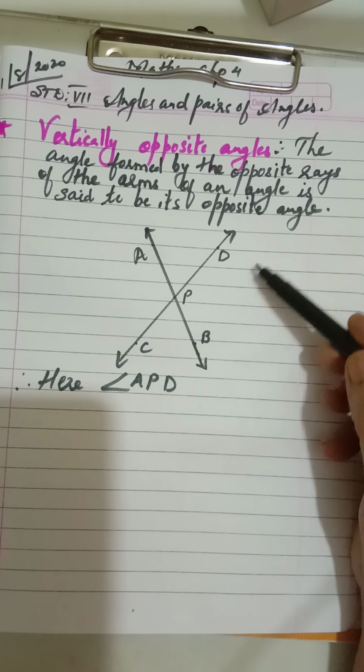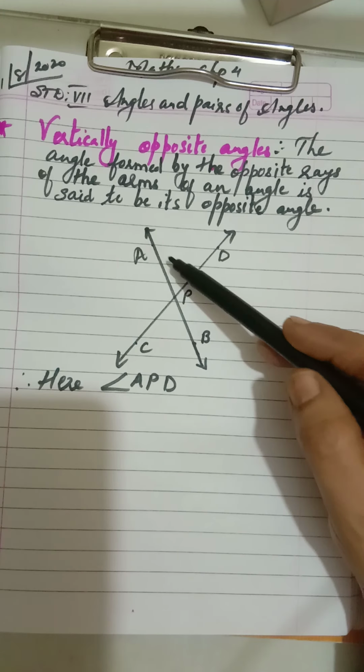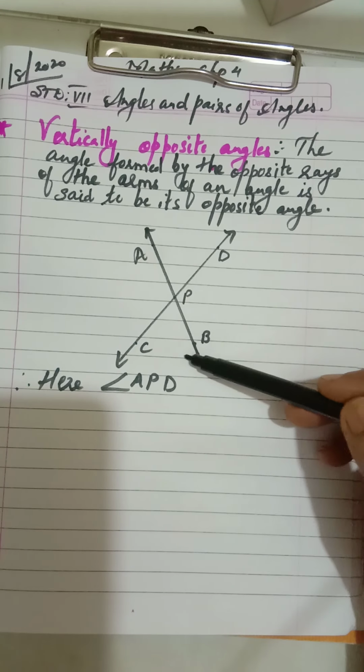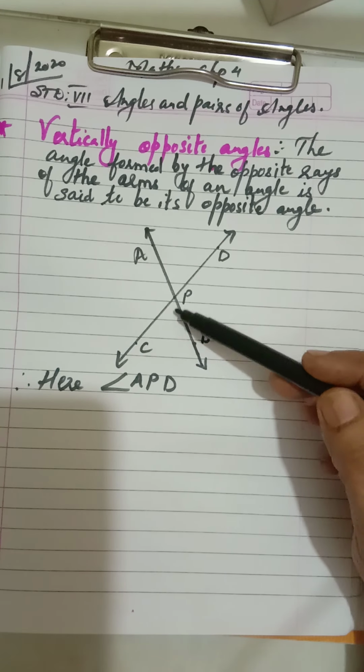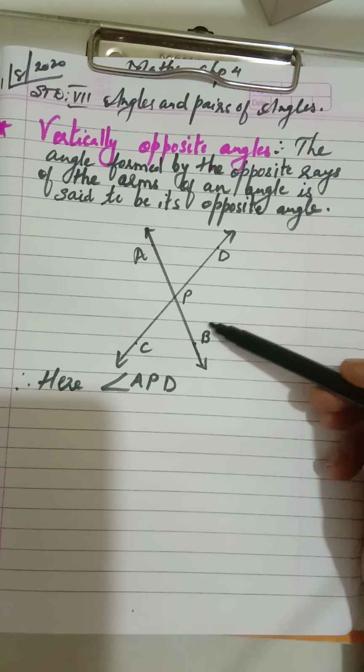See children, I have drawn one figure. Let us understand the definition with the help of a figure. Now, I have drawn a figure. You can see two intersecting lines. Two lines are intersecting and four angles are formed by these two intersecting lines.